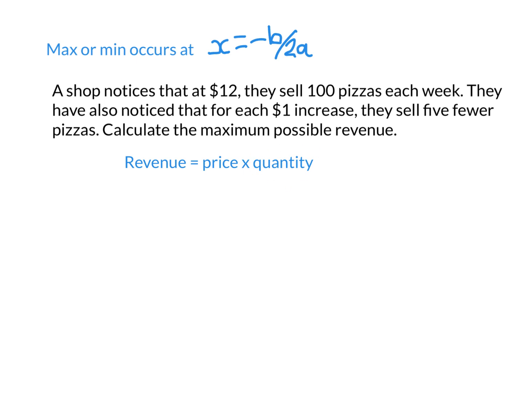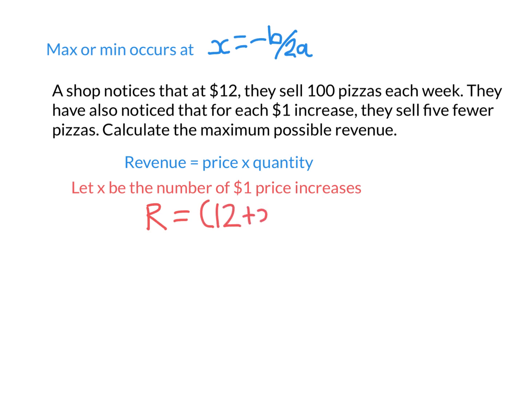What we're really interested in is how many of these $1 increases they should make. So I'm going to let x be that. Let's now write the price and quantity in terms of x. The revenue, which I'll call R, is price times quantity. The price is going to be $12 plus however many of these price increases they put on the pizza. Now the quantity sold is 100, but for each price increase, which is x, they sell 5 fewer. So the number they sell is 100 minus 5 times the number of price increases.